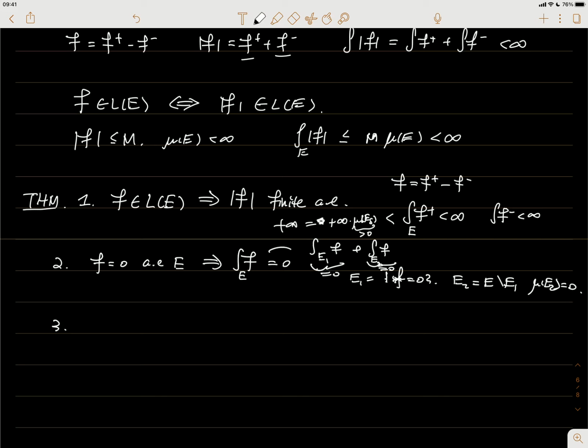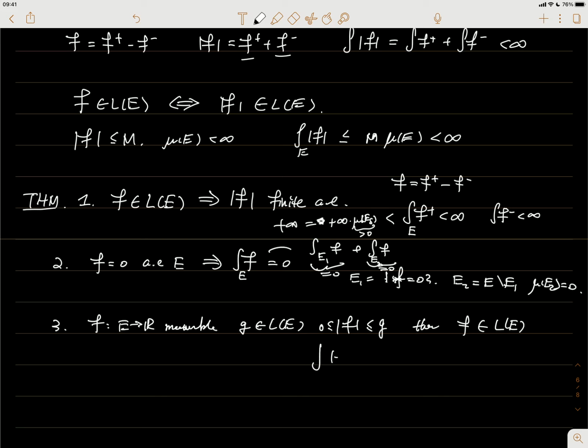Also, if f is measurable and g is positive, integrable, and the absolute value of f is less than or equal to g, then f must be integrable. And that's true as well because we can just look at the absolute value of f, because this is bigger than or equal to 0.